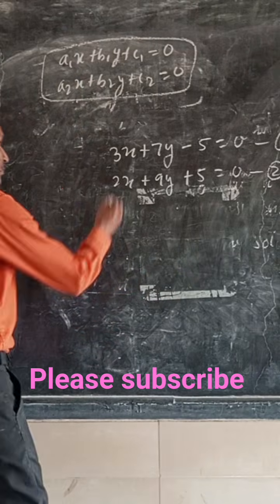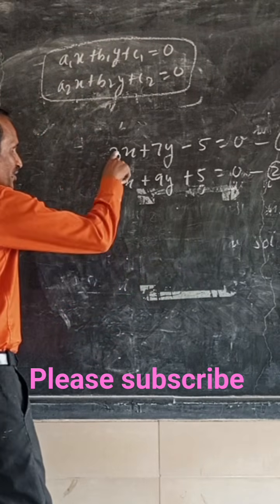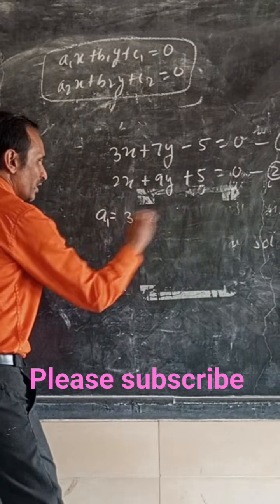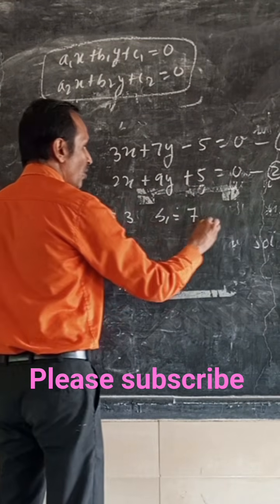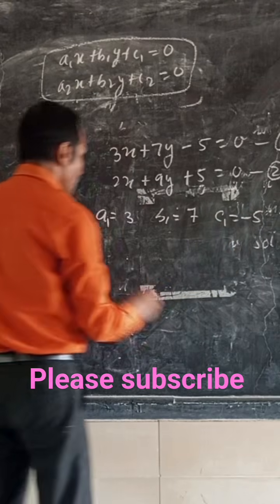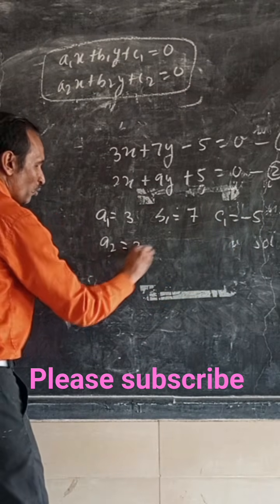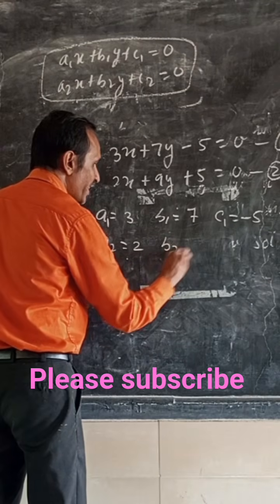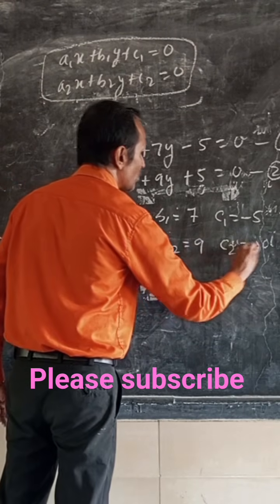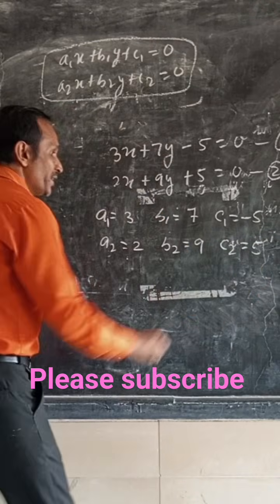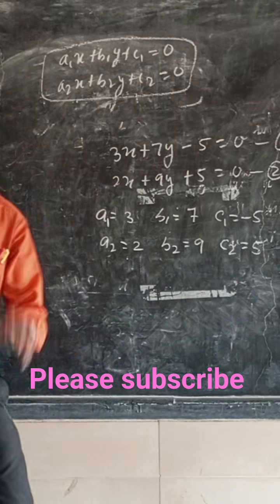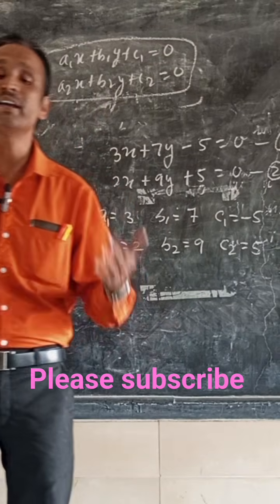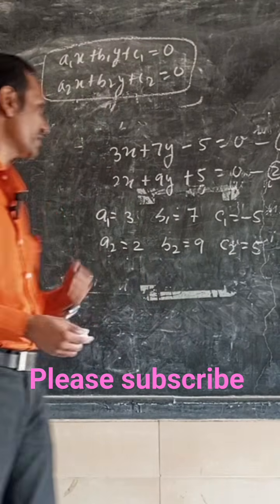So first of all, the A value. A1 is, this is the first equation. First equation means A1 is 3, B1 is equal to 7, and C1 is equal to minus 5. A2 is equal to 2. Whatever is written with the x, that is A. What is written with the y, that is B. B2 is equal to 9 and C2 is equal to 5. Now it is asked to find whether it has a solution or no solution, and if a solution is there, how many, and otherwise which type of graphical representation will come.